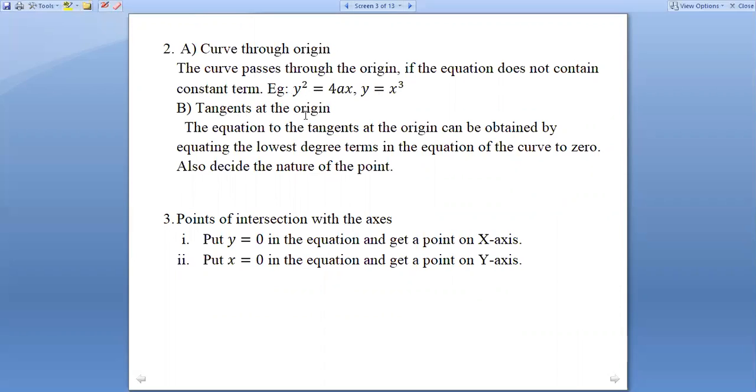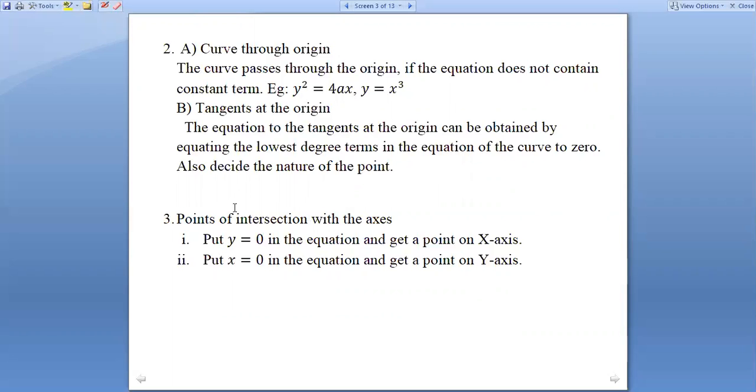Next is the tangents at the origin. To find out the equation of the tangents at the origin, you have to equate the lowest degree terms in the equation to 0. We have already done these kinds of problems. If you have to find the tangent at some other point other than the origin, then you know that you have to shift the origin and then find the equation of the tangent by equating the lowest degree terms in the equation to 0. And also you can find out what is the nature of the point. This we have already done, whether it is a node, cusp or an isolated point.